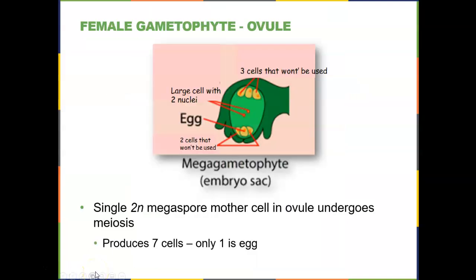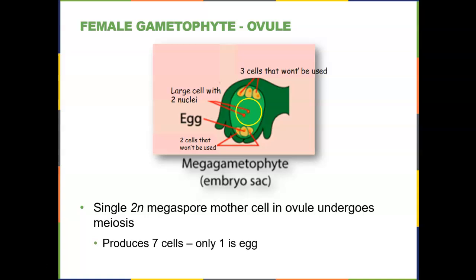So now let's take a closer look at the female gametophyte, the ovule. This is the multicellular structure, which is inside the ovary. Inside you have a single egg, and then you have an additional 1, 2, 3, 4, 5, 6 cells, for a total of 7 with the egg, 6 cells which are support cells.